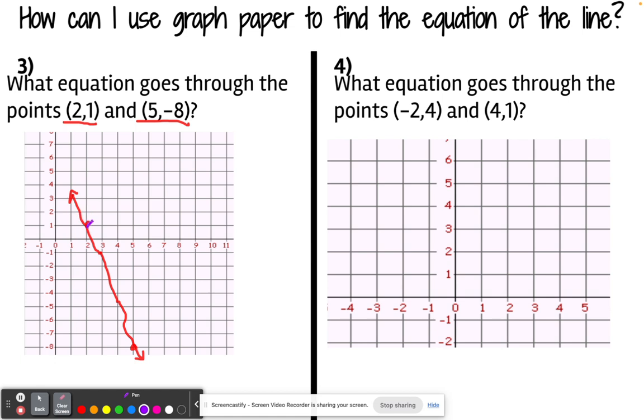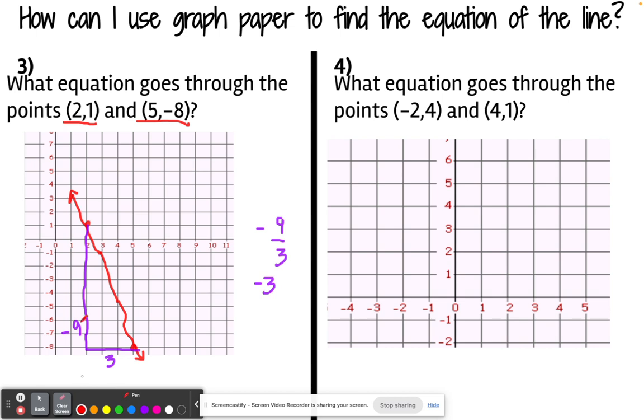So let's figure that out. From positive 1 to negative 8 is negative 9. And this is 3. So negative 9 over 3. My slope is negative 3. Now I still need to find that y-intercept.